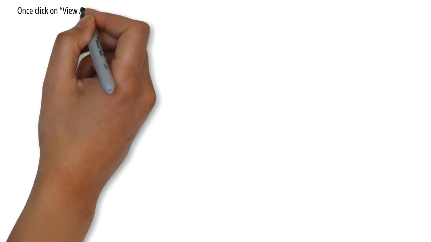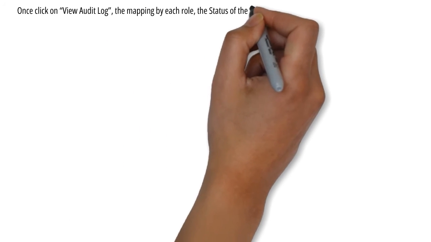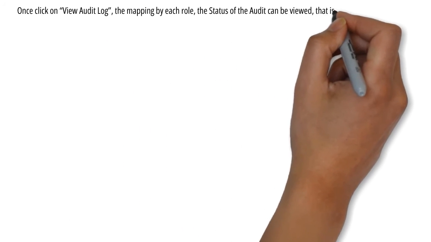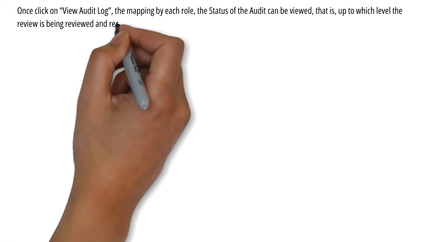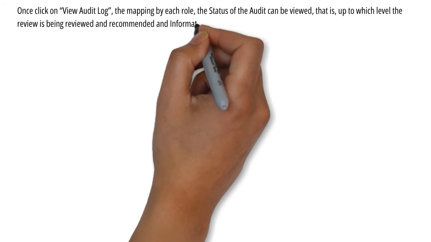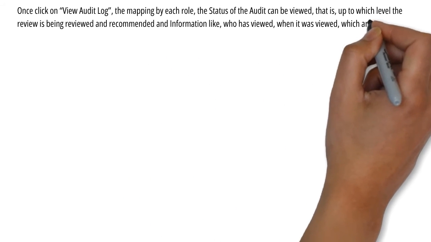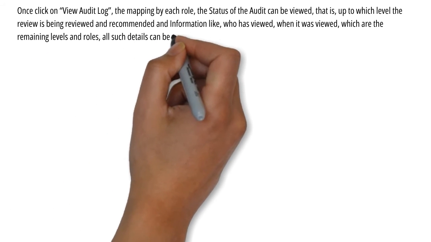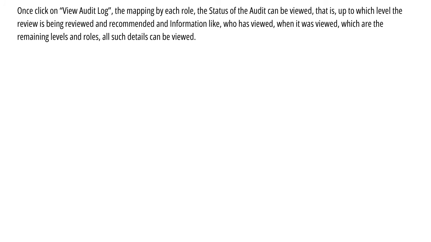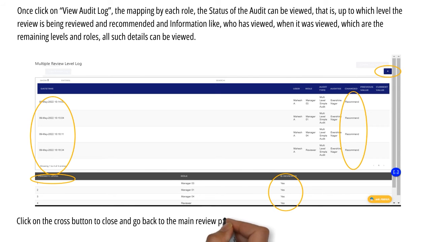Once click on View Audit Log, the mapping by each role, the status of the audit can be viewed, that is, up to which level the review is being reviewed and recommended, and information like who was viewed, when it was viewed, which are the remaining levels and roles. All such details can be viewed. Click on the cross button to close and go back to the main review page.